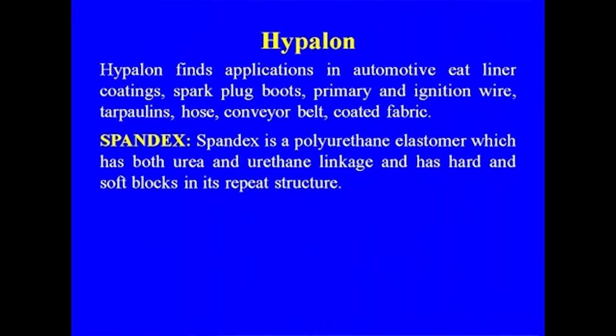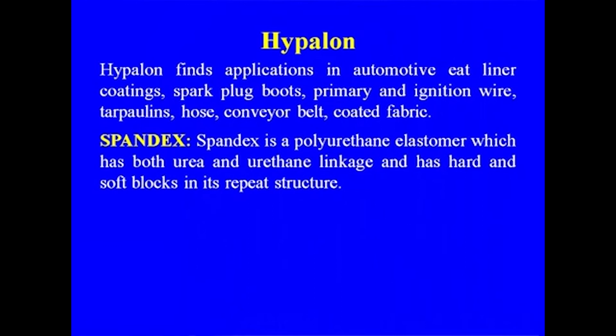In case of the Hypalon, applications are automotive car liner coatings, spark plug boots, primary ignition wire, tarpaulins that we call it for the lining that sometimes we are using. Earlier it was very common use of the tarpaulins for the hose, conveyor belt, coated fabrics.